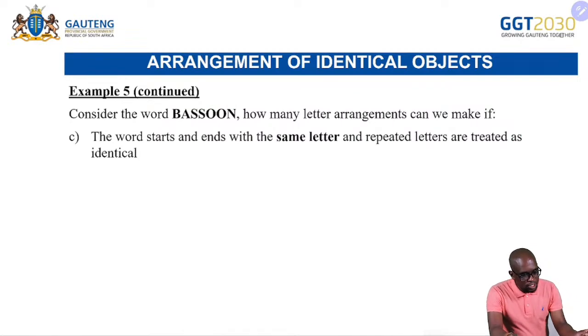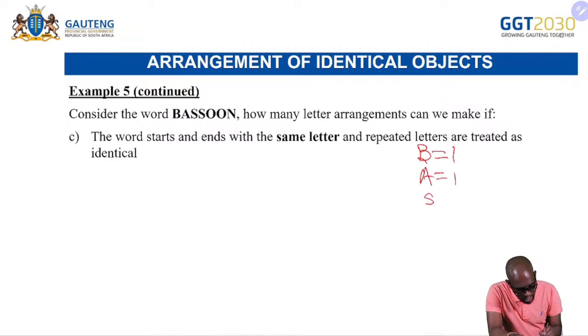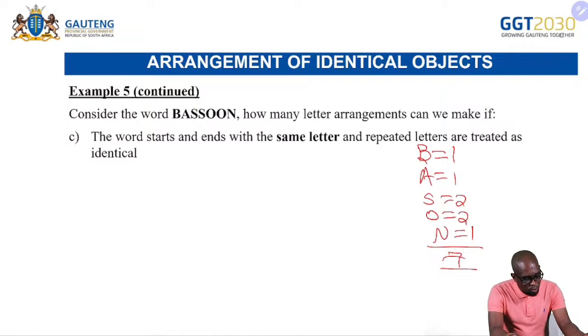It's a continuation. They said the word starts and ends with the same letter. Let's rewrite this again. B1, A1, S2, O2, N1, which gives us 7. So they say the word starts and ends with the same letter.